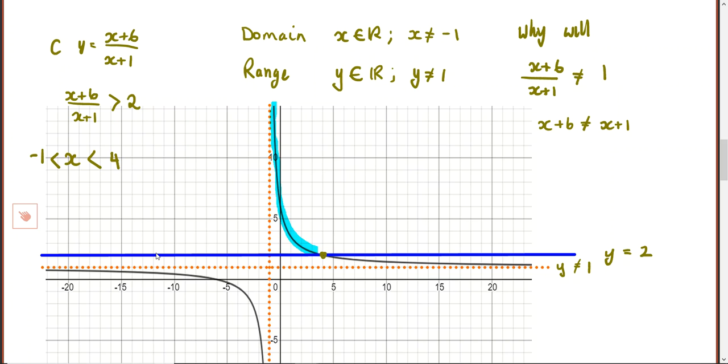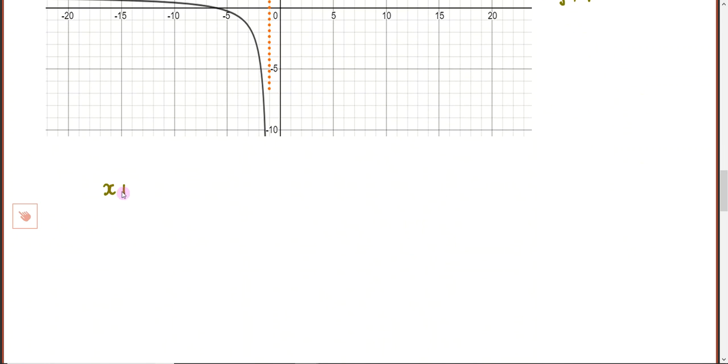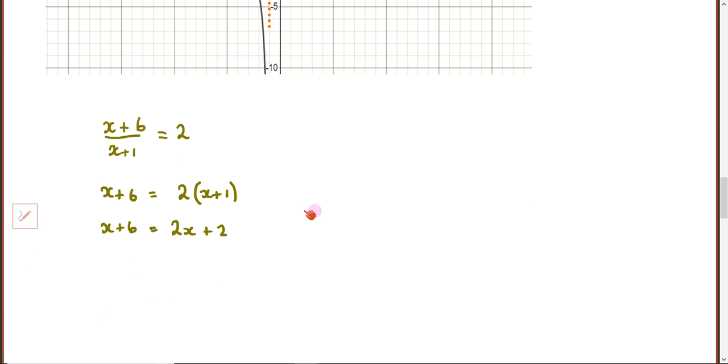Now, are there any other ways of finding that point algebraically? Well, should we have a look just in case? So we've got (x + 6)/(x + 1) = 2. What would you do? Multiply by x + 1. This is kind of what Aisling was saying before. So we've got x + 6 = 2(x + 1). Expand the brackets to 2x + 2. Subtract x. And then subtract 2. There you go. Got it.